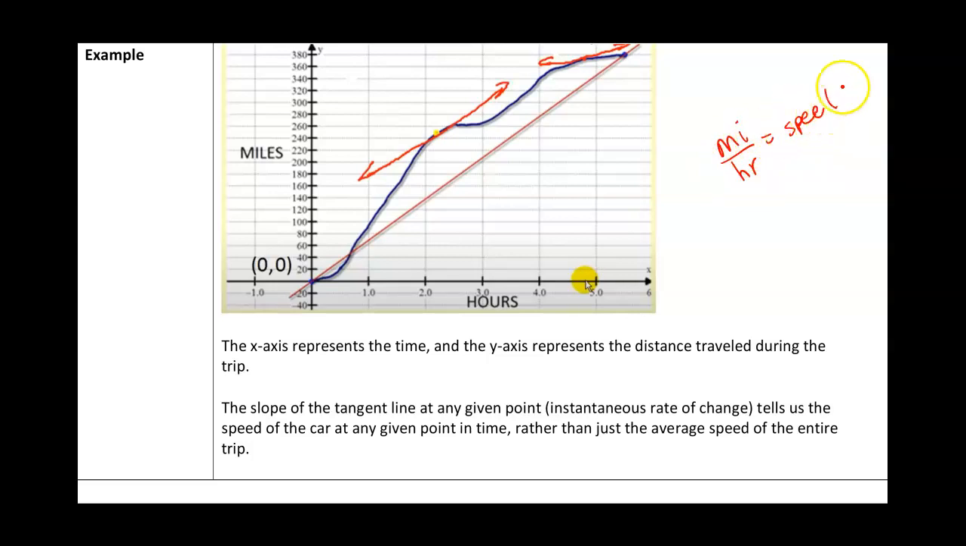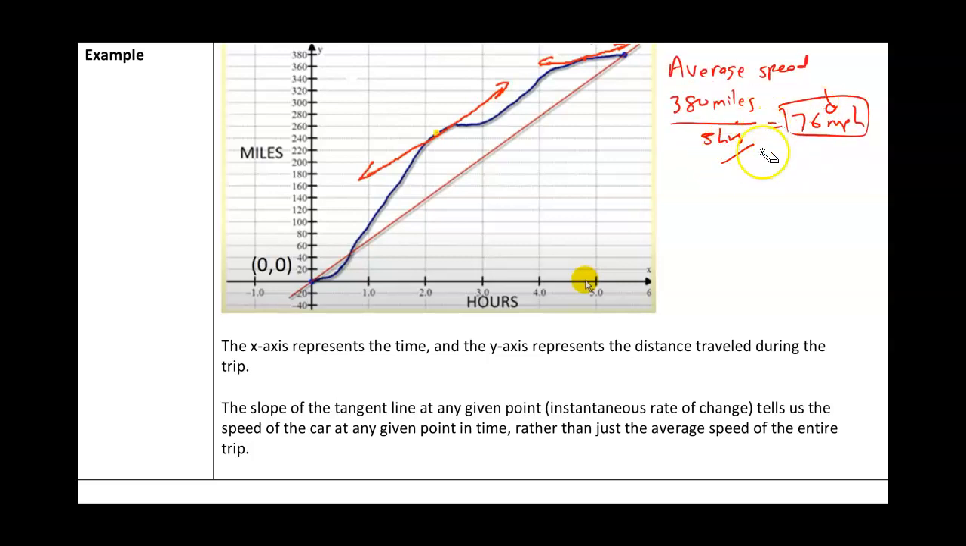this represents the speed of a car, right? So what the slope of a tangent line at any given point does is, for example, if this is 2.25 hours, this slope of the tangent line tells us the speed of the car at 2.25 hours. Whereas algebra can only tell us the average speed of the entire trip. So calculus gives us more information because it can tell us the speed of a car at any given point in time.